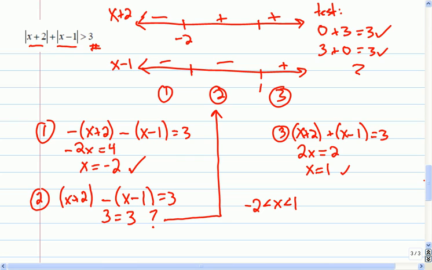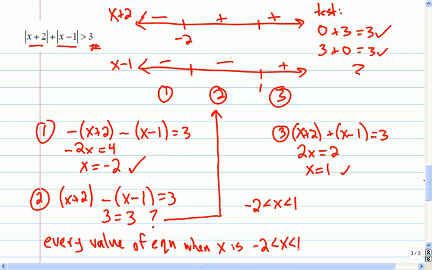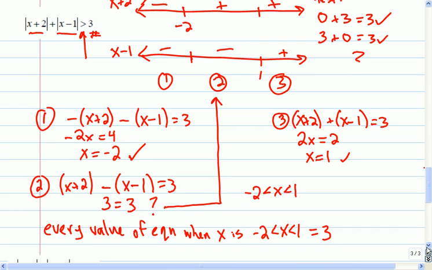So every value of the equation when x is from negative 2 to 1 equals 3. That's what it means when you end up getting equality there. There's overlap. The two are equal for every value in that region. Okay? So what we can conclude about it, we don't want them to be equal. We want them to be strictly greater. So we're not going to use anything there in that region. Okay?